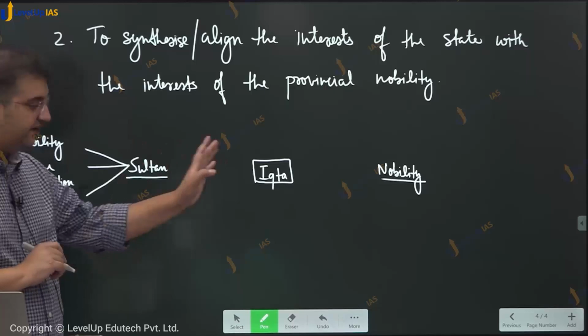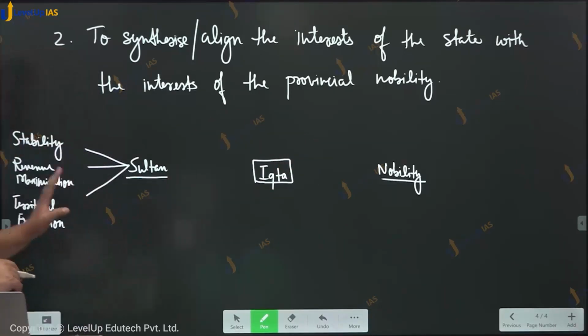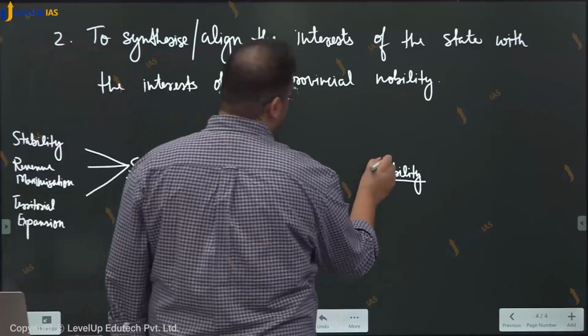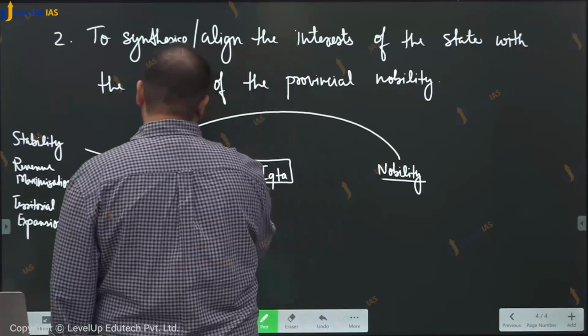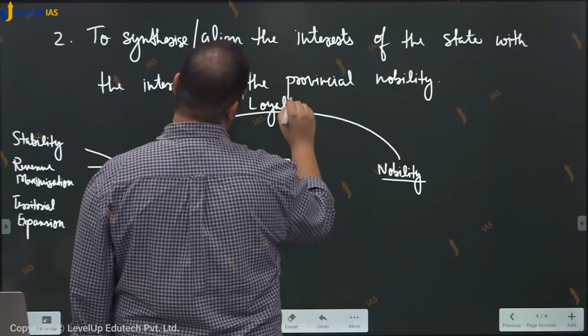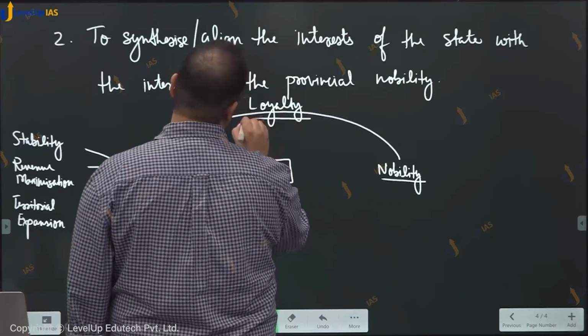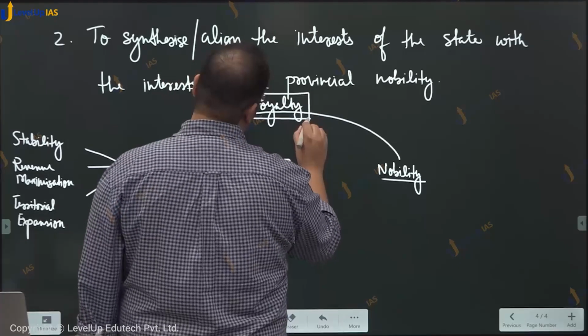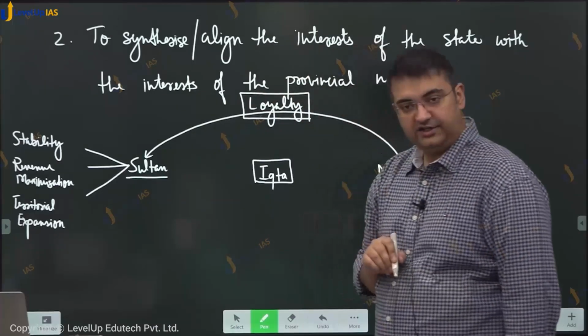If the provincial nobility became disloyal, would there be any opportunity for internal stability, revenue maximization or territorial expansion, or would that window close? It would close. So the Sultan was assured of loyalty from the provincial nobility.